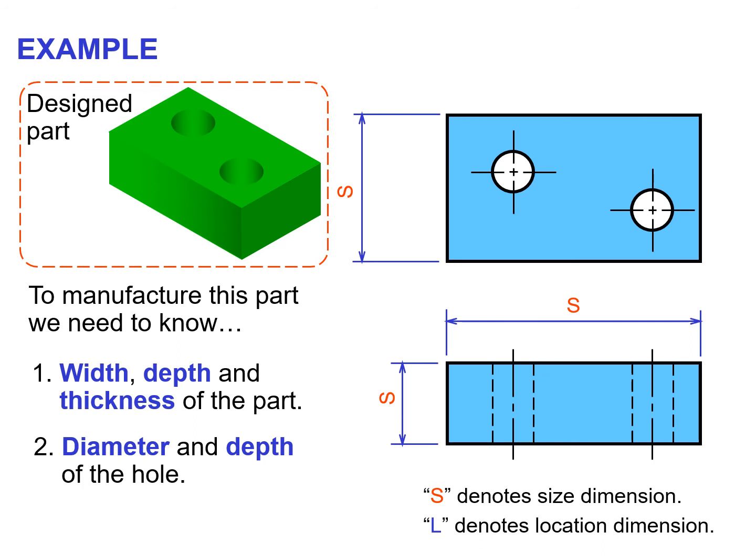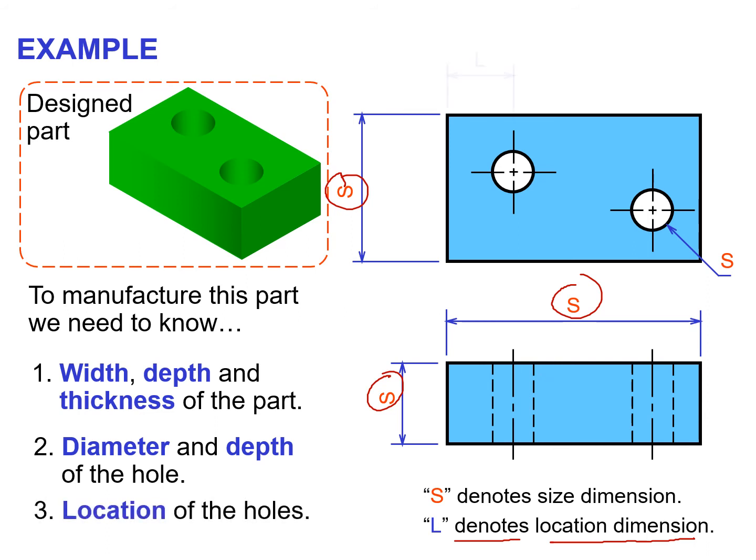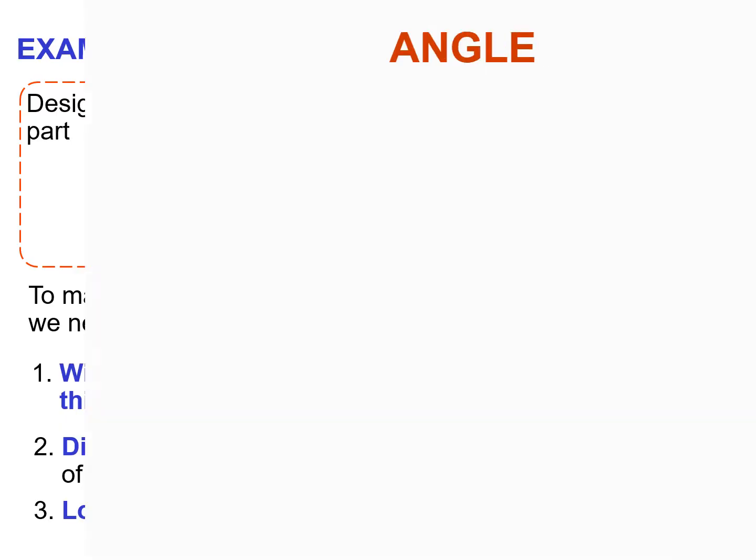So the size dimensions are represented right here with the letter S. And the location dimensions, the dimensions that denote the location, are represented by the letter L. So these are the size dimensions. As you can see, they represent the size of the different features of this block. And then these are the dimensions that show the location of this hole on this feature. So there are two types of dimensioning you can see from here. One is size dimensioning and one is location dimensioning. These are the location dimensions.